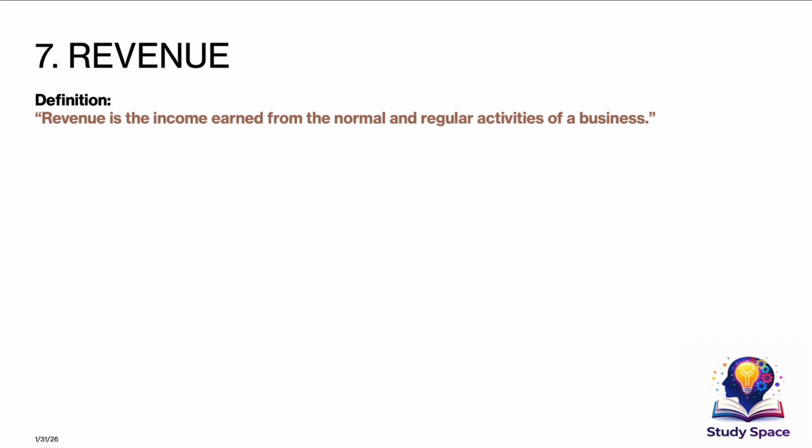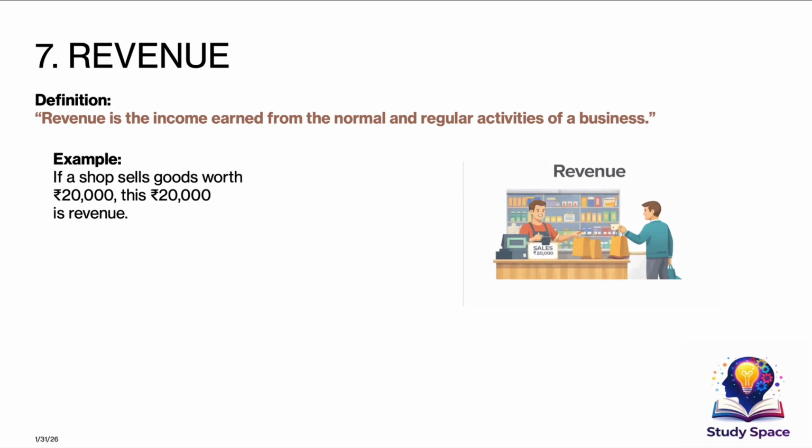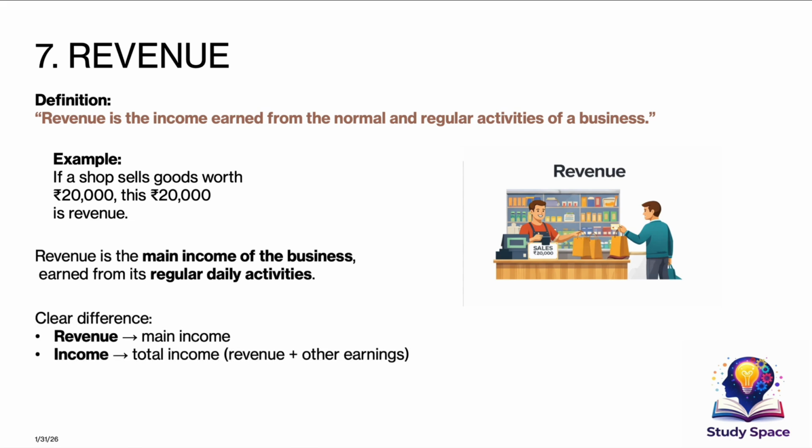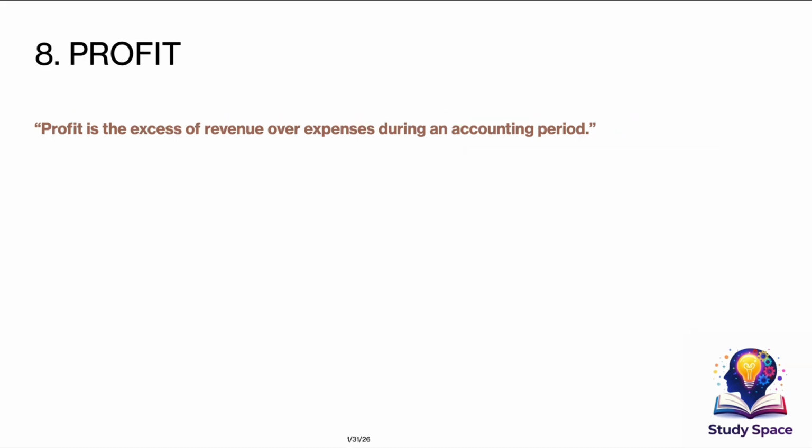Next is revenue. Revenue is the money earned from the normal and regular activities of a business. Let's understand with an example. If a shop sells goods worth 20,000, this 20,000 is revenue. Revenue is the main income of the business. Everyone gets confused between revenue and income. Here is a clear difference. Revenue is the main income, and income includes revenue plus other earnings.